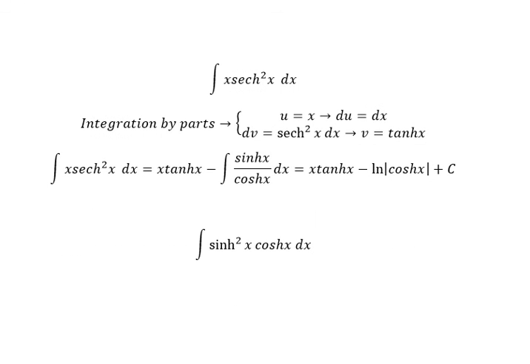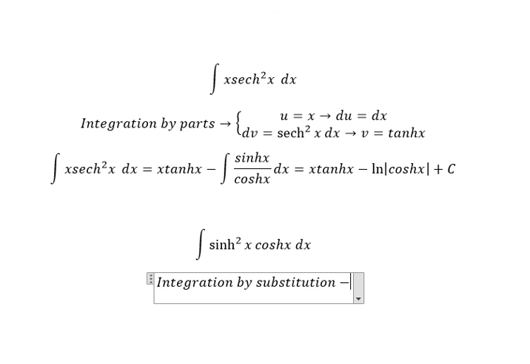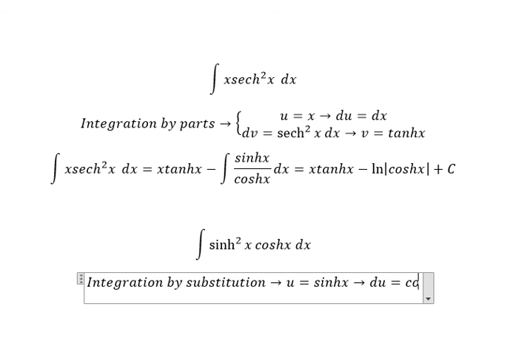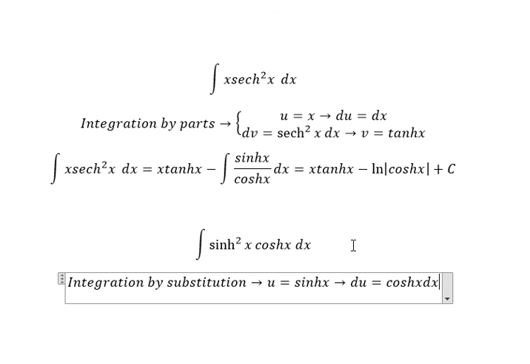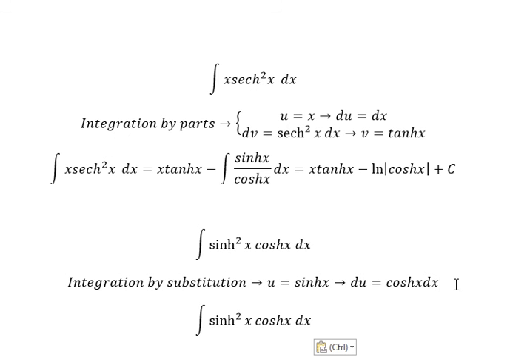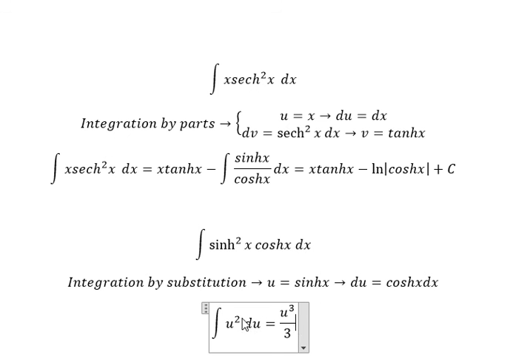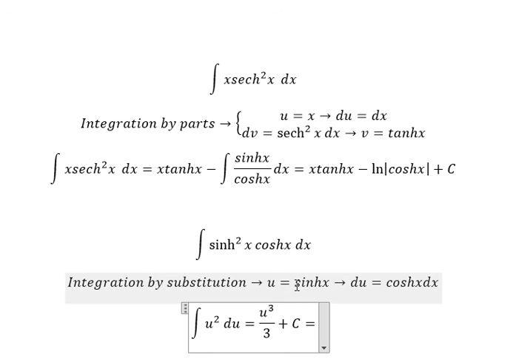This one we need to use integration by substitution. So we put u equal to sin s, du we got cos s ds. So this one we put u squared cos s ds, we change for du, and we got u to the power of 3 over 3. About u, we got this one.